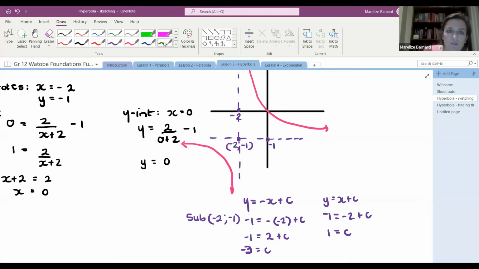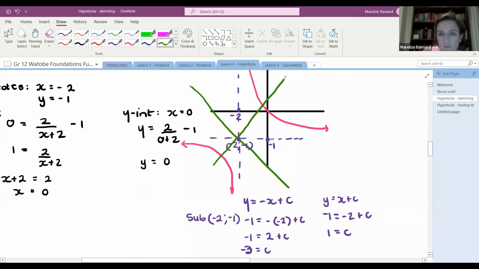And if you draw them, they must go through this point. It's much easier when you have a ruler. So that's 1, and this will be minus 3.